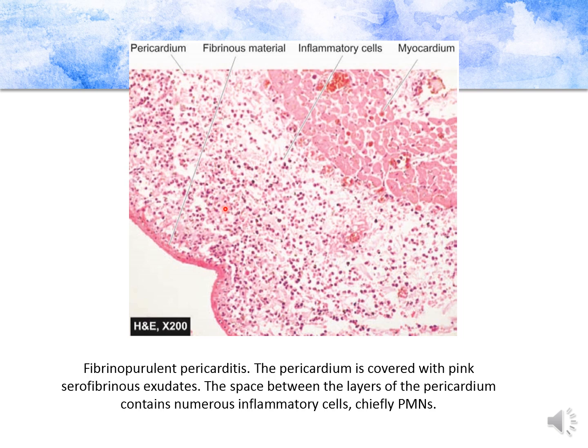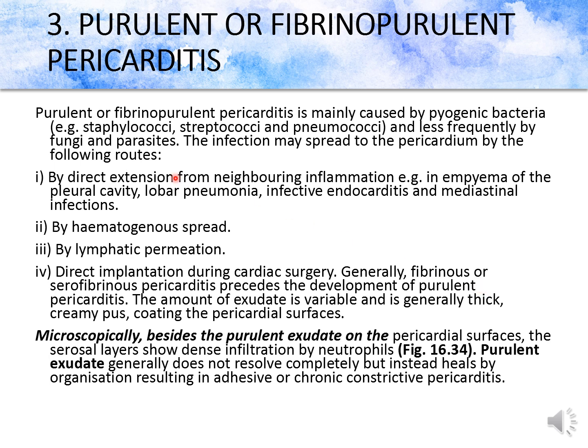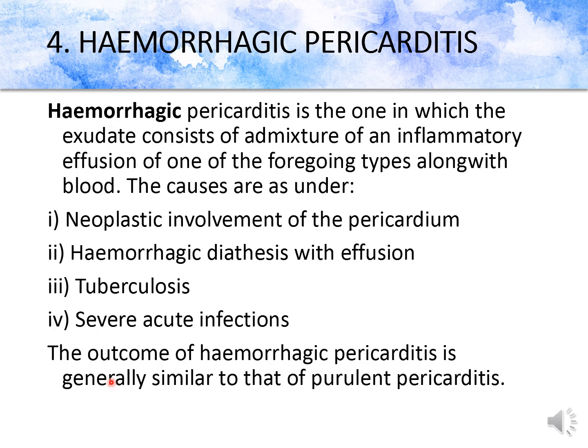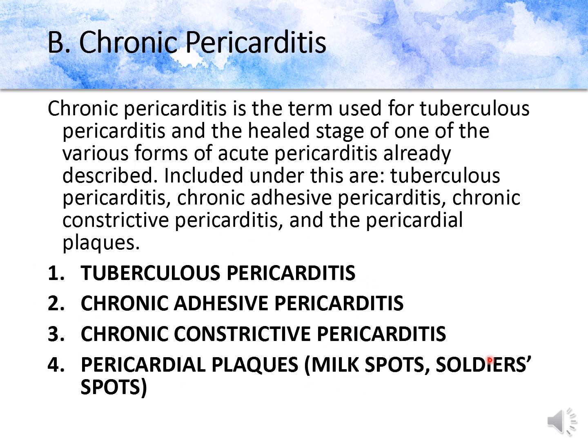Here, under microscope, we see the fibrino-purulent pericarditis and purulent pericarditis caused by pyogenic bacteria. Under microscope, we see the infiltration of neutrophils. And the last one, hemorrhagic pericarditis, in case of neoplastic pathologies, hemorrhagic diathesis, tuberculosis, severe acute infections. Chronic pericarditis, in case of tuberculosis, chronic adhesive pericarditis, chronic constrictive pericarditis, and pericardial plaques.